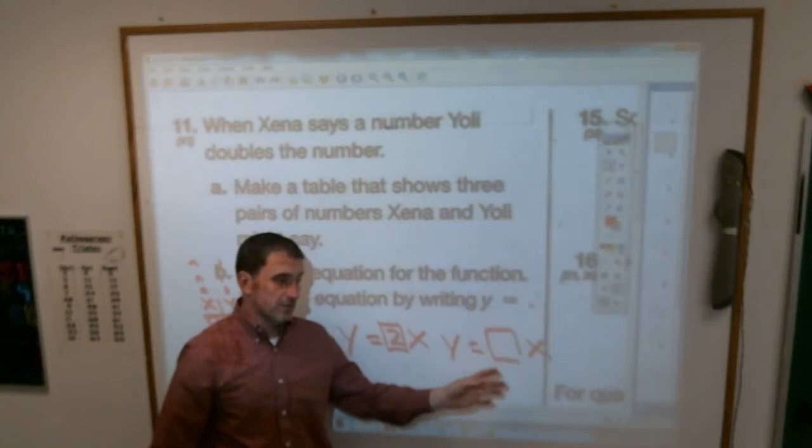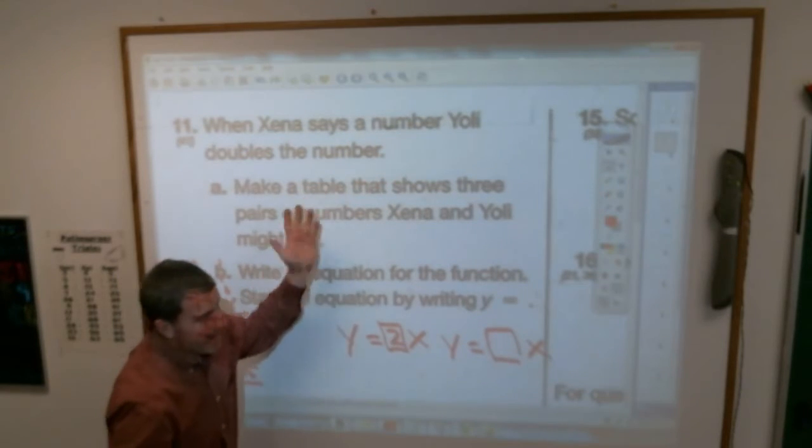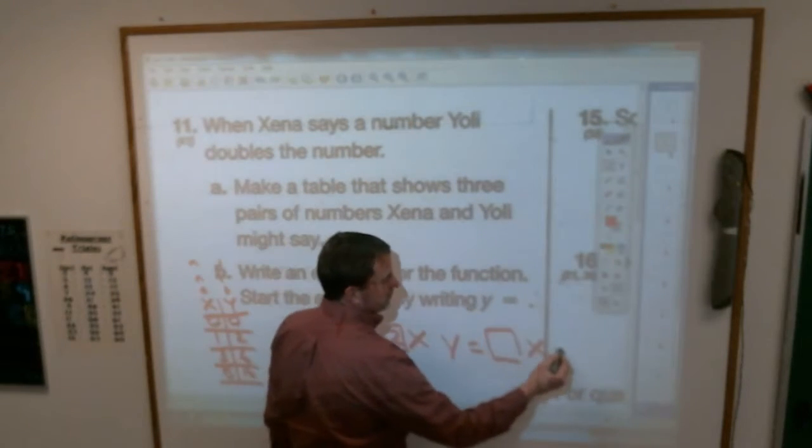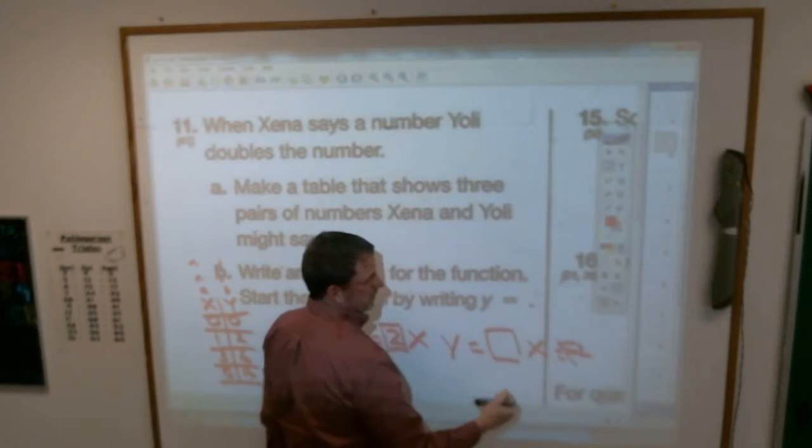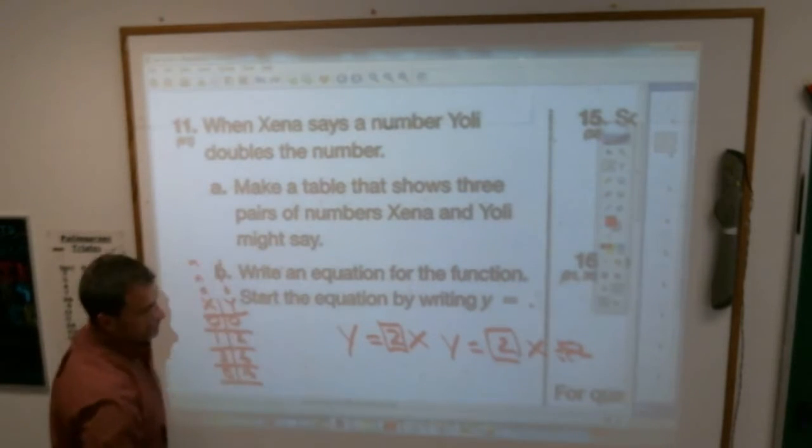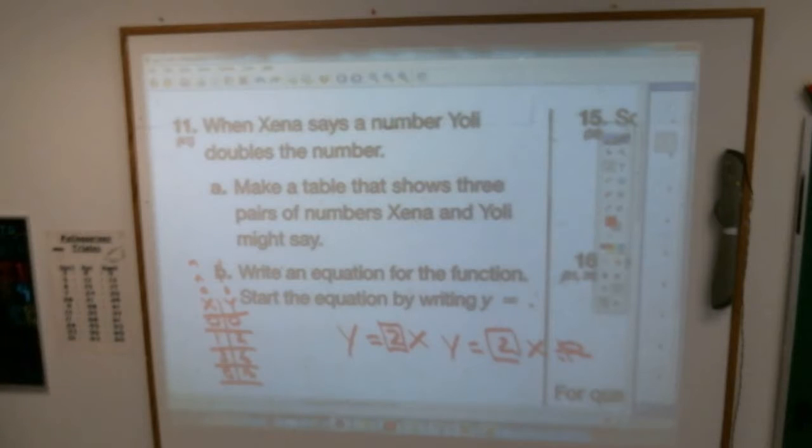You know, maybe it's division. Maybe they'll say a number that's half. Well, if you said that number that's half, then you could put x divided by 2. But this was doubling, so it's 2x. And I could see how that fits a little.